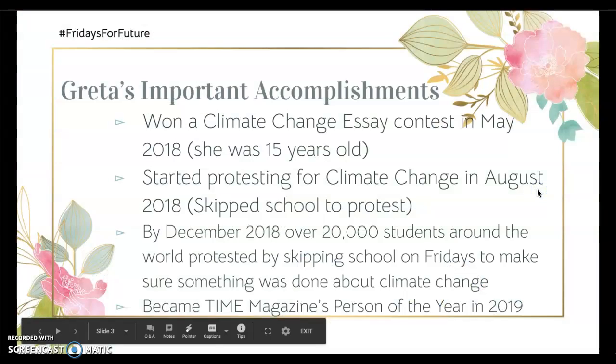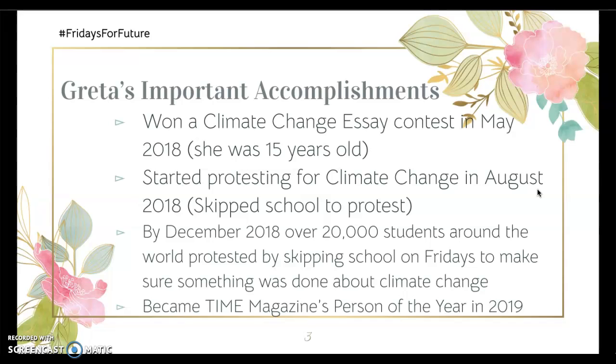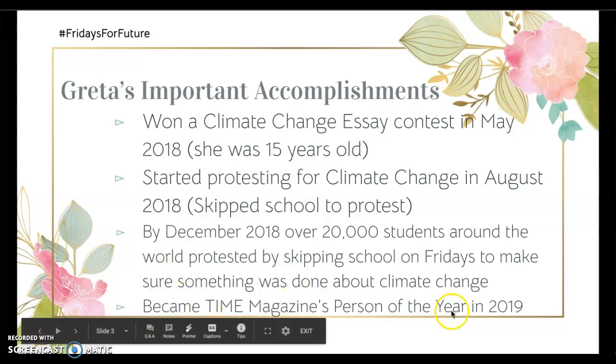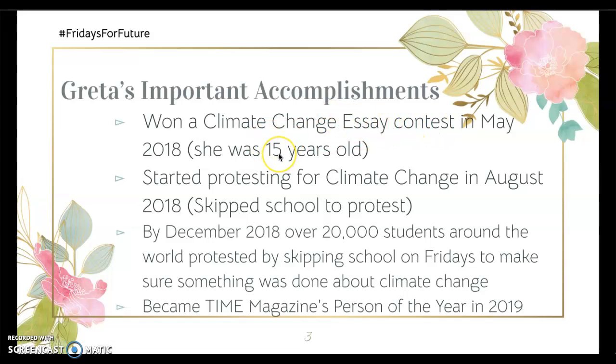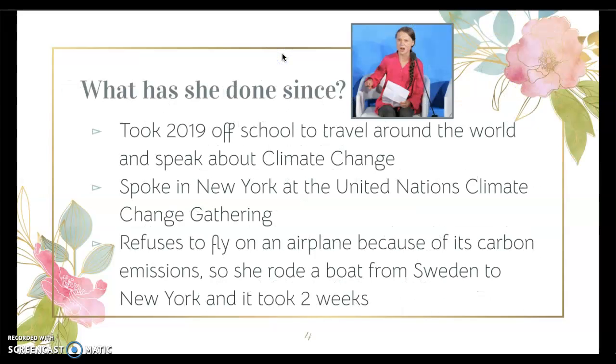I'm not going to read through all of this, but I put a slide for Greta's important accomplishments. Greta's all about climate change. She even became Time Magazine's Person of the Year back in 2019. And she's only 17. She won a climate change essay contest when she was only 15, and she made the hashtag Fridays for Future popular. If you're wondering what that is, you should look it up. And what has she done since all those accomplishments? Well, in 2019, she took off school completely so that she could travel around the world and speak to different governments about climate change.